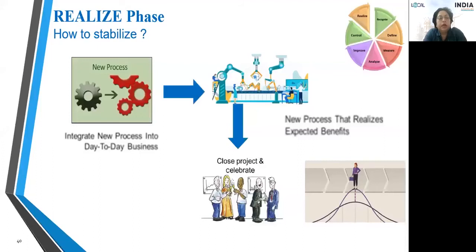In the realize phase, the question that is answered is how to stabilize. Integrate the new process into day-to-day business, a new process that realizes expected benefits, and then close off the projects and celebrate. So it's now celebration time.